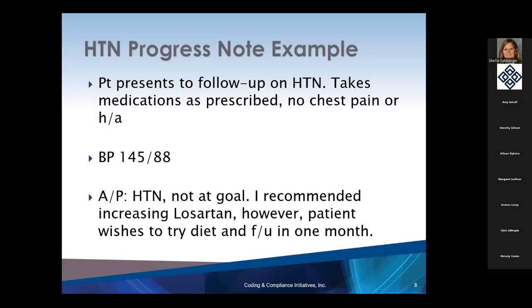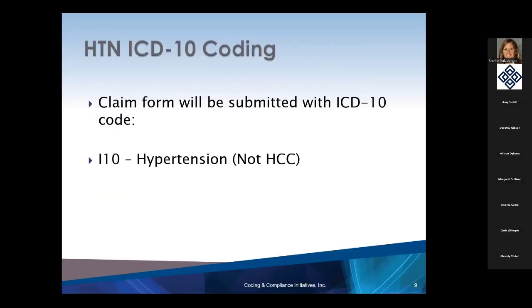Diagnosis, so our assessment and plan. Hypertension, not at goal. The plan is to increase the losartan, but the patient wants to try diet and follow up in 1 month. So again, we have our diagnosis to the highest level of specificity that we know at this current visit. So our claim form will be submitted with ICD-10 code I10. I10 is not an HCC code. So this does not help your RAF score, that risk adjustment factor for value-based coding.